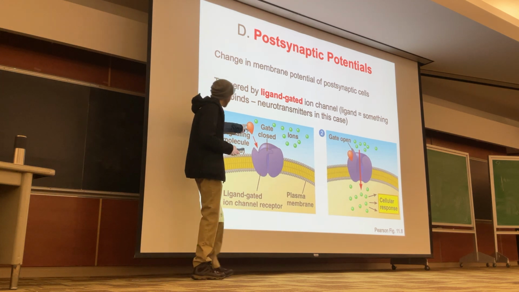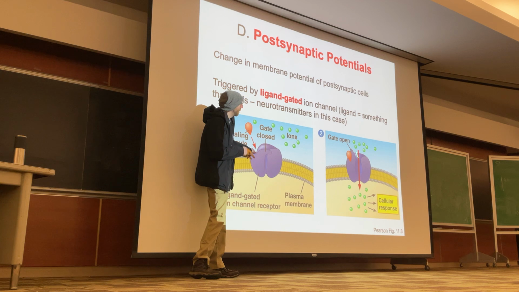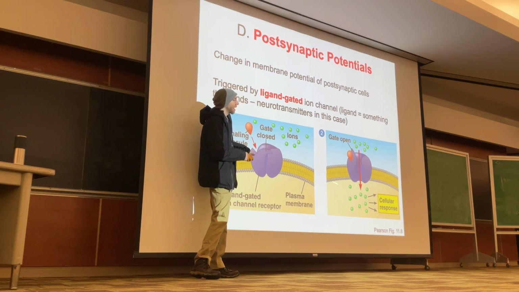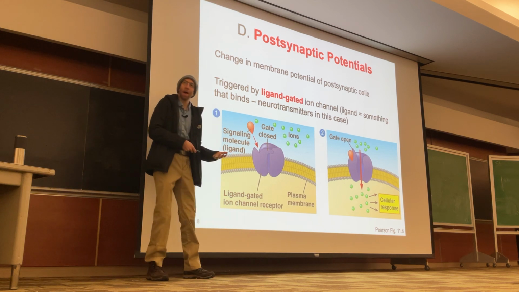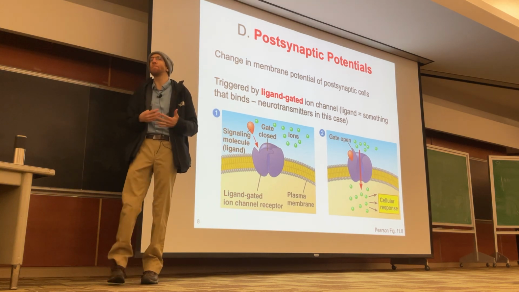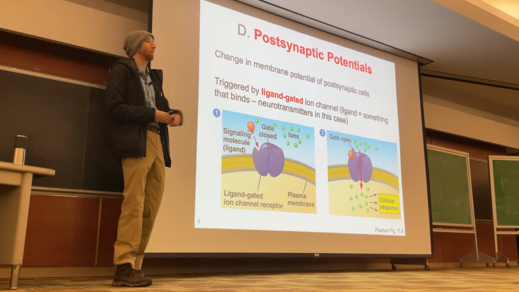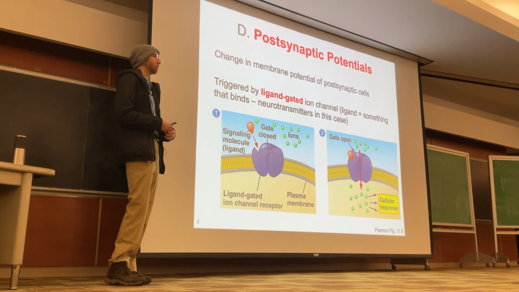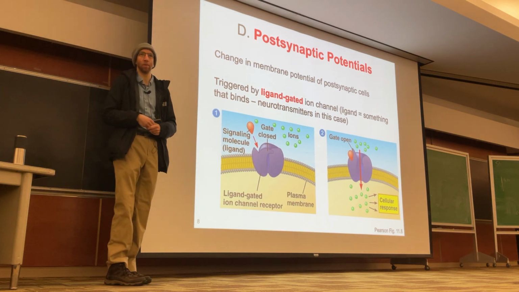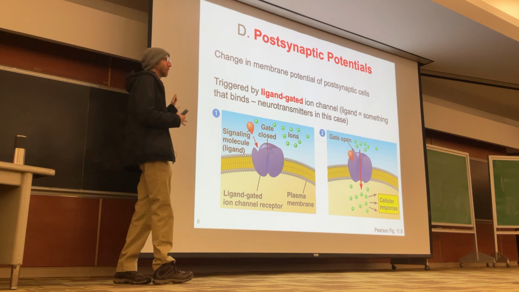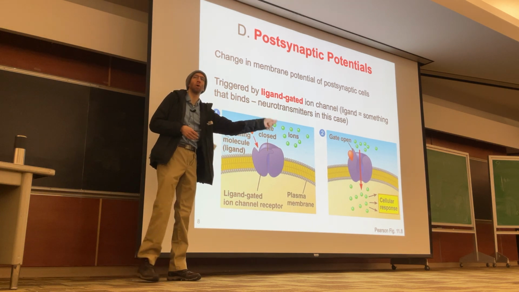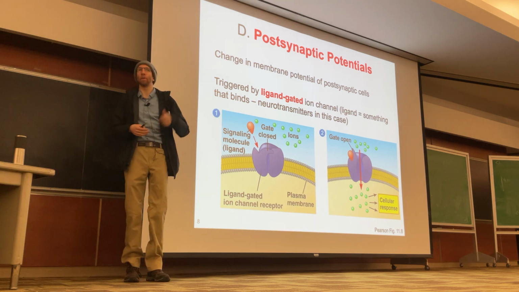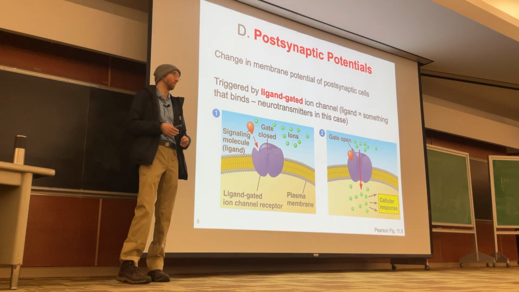So when that neurotransmitter binds to that protein, it opens the channel and allows, for example, sodium ions to diffuse through. And when that happens, it's going to depolarize the membrane and potentially trigger an action potential in the postsynaptic cell. That's the big idea of how this works. Use the neurotransmitters to depolarize that cell so that you get another action potential.